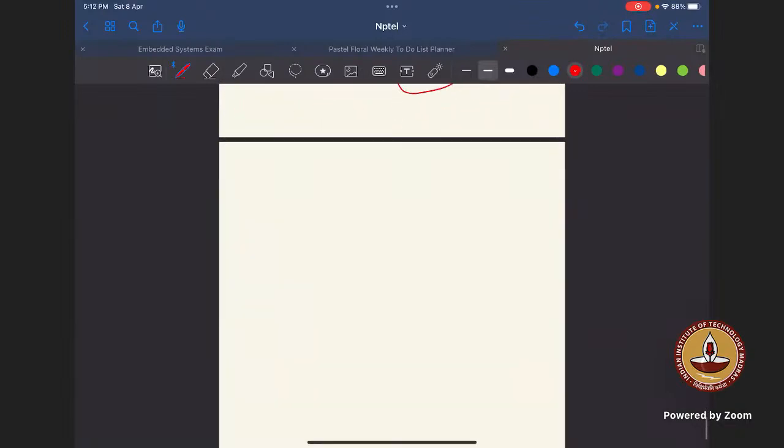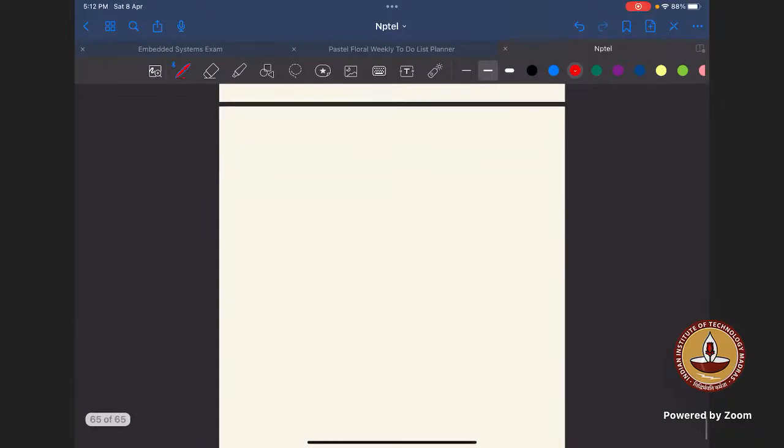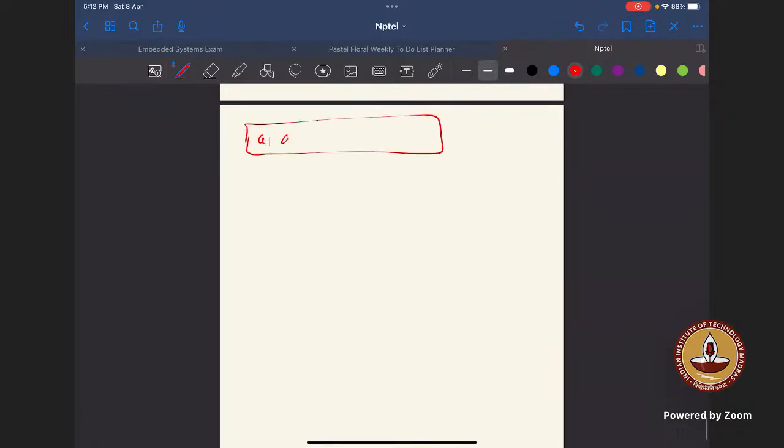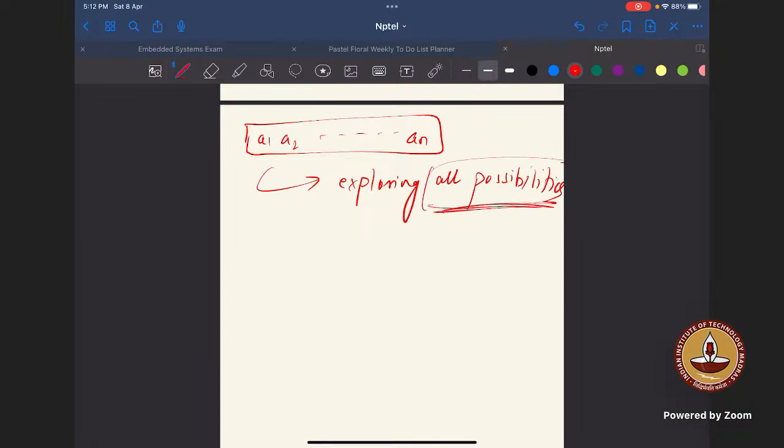So we are getting closer to our algorithm, or let's say we are getting closer to the idea of what we are doing. So we have an array from A1, A2 up to AN. What we are doing, we are exploring all possibilities. This is a very important phrase, exploring all possibilities. We are trying all possibilities, and out of all these possibilities, we generate the maximum answer, because maximum is asked in the question.